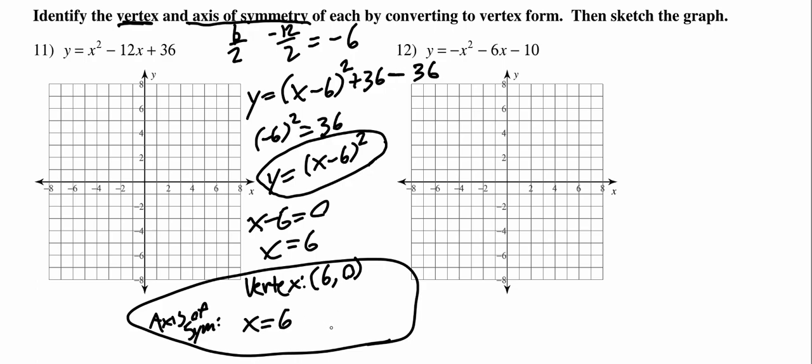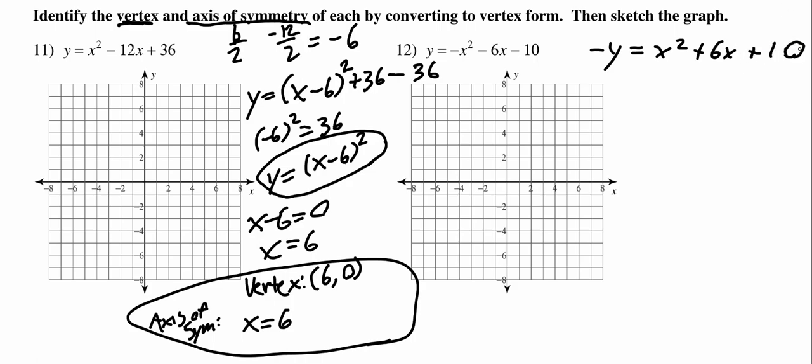So question 12, got to do the same thing. So make sure that the coefficient of the x squared term is 1. In this case, it's not. It's negative 1. So how do we make it so it's positive 1? Well, we got to divide by negative 1 on both sides of the equation. So I know that y divided by negative 1 is just going to be negative y. That's going to be equal to, so negative 1 divided by negative 1, that's going to be positive 1. So it's just going to be x squared. And I know negative 6 divided by negative 1 is going to be positive 6x. And then negative 10 divided by negative 1 is going to be positive 10.